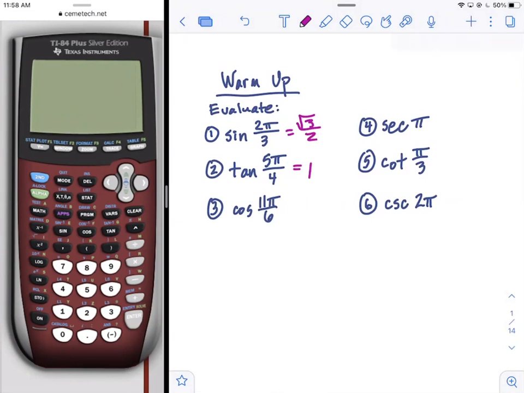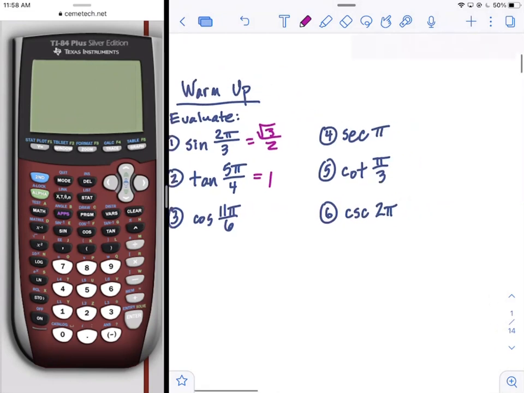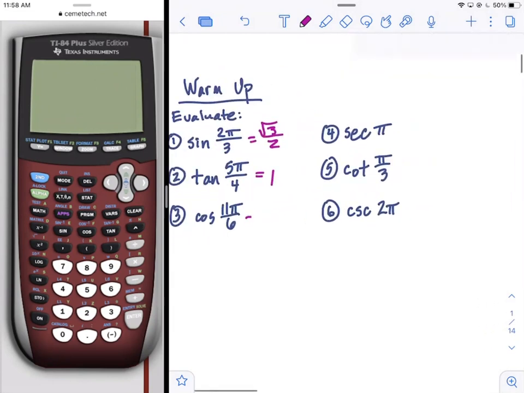11 pi 6. Pi 6 is your square root of 3/2, comma 1/2. And of course, 11 is in quadrant 4, where it's positive, negative. So you want the cosine, it's the x value there, it's positive square root of 3/2. Just like that.